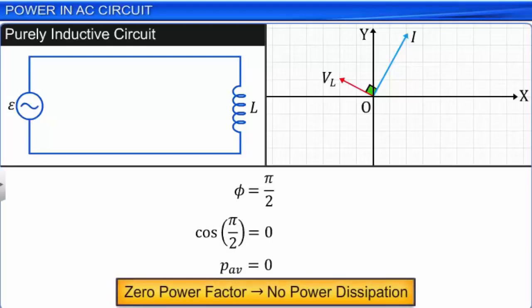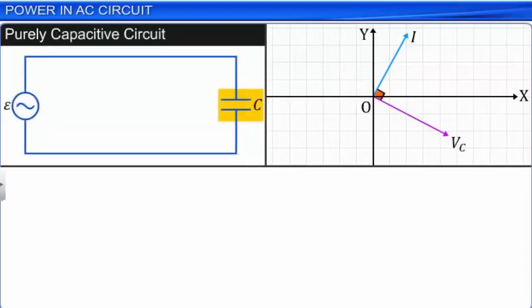If a circuit is purely capacitive, then the value of phi is minus pi by 2. That is, the voltage across the capacitor VC lags the current I by pi by 2. The value of cos(minus pi by 2) is equal to cos(pi by 2), which is equal to 0.